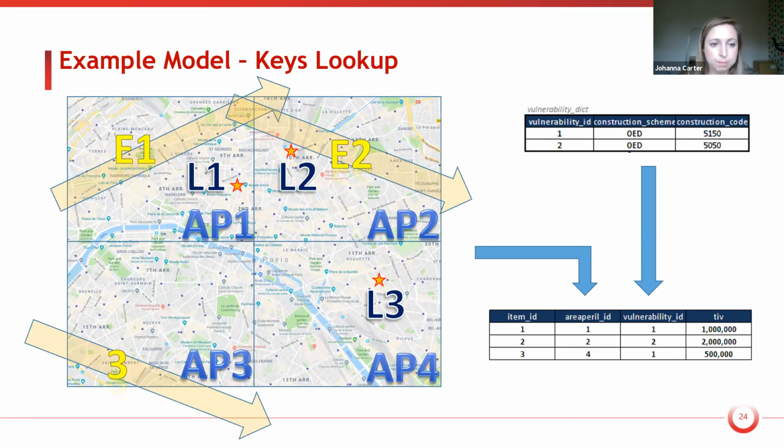So this is a standard process for all models, regardless of how they define area, how they define vulnerability. But the method of assigning area peril and vulnerability does differ from model to model. That's an unfortunate thing that we can't do anything about. We can't change that variability. So this is where the code comes in. The code defines the logic for assigning the area peril and the vulnerability ID.